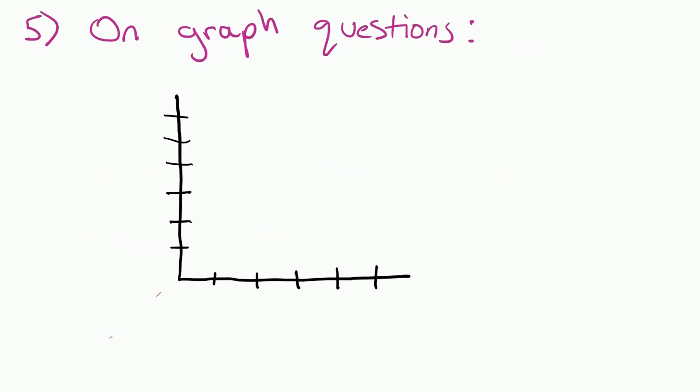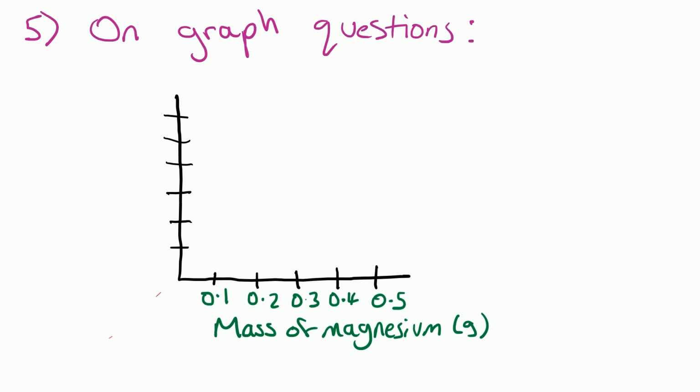On graph questions, there's usually 5 marks available, and this is for skills. It's not anything you need to remember from the content. So the first mark is for the axis along the bottom, and you need to make sure you go along in equal numbers. So here I've gone along in 0.1 each time. I've labelled it with what it's showing, mass of magnesium, and I've also put a unit on there, and all of that is for the first mark.